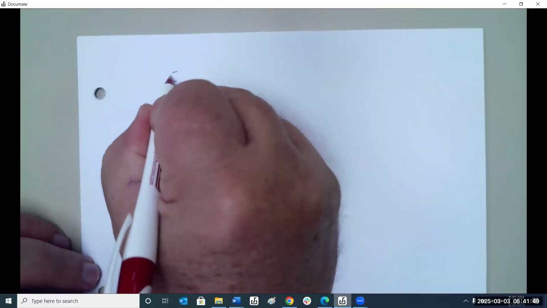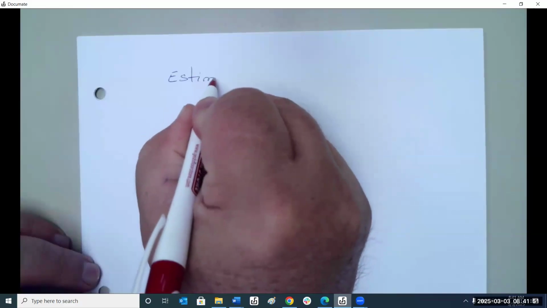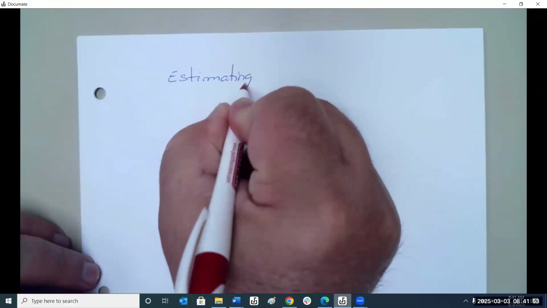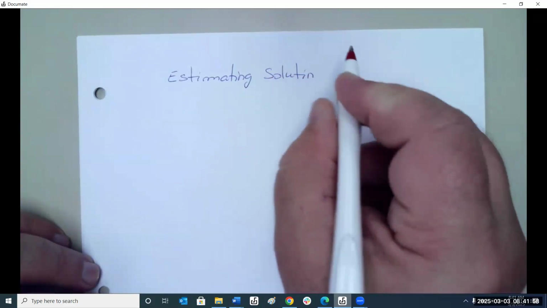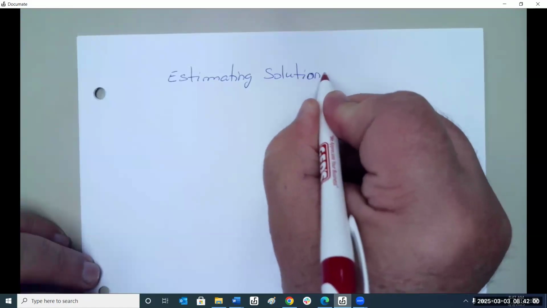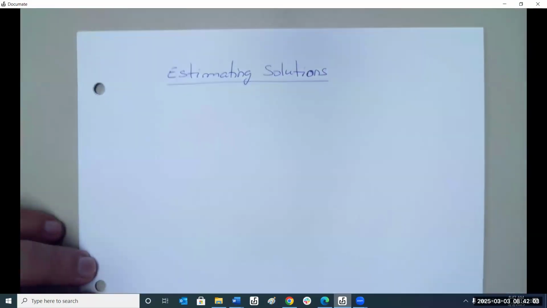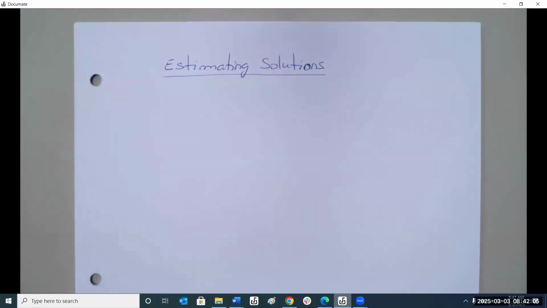Now, estimating solutions. It's very important to have an idea what the answer should look like. Once you finish all the work, is it within the range? Does that look right or not?